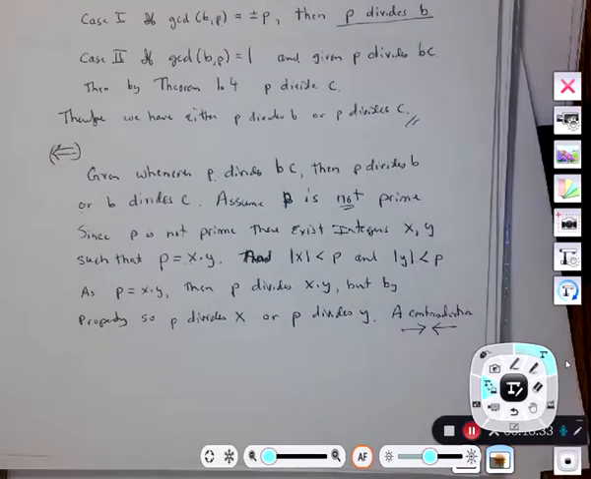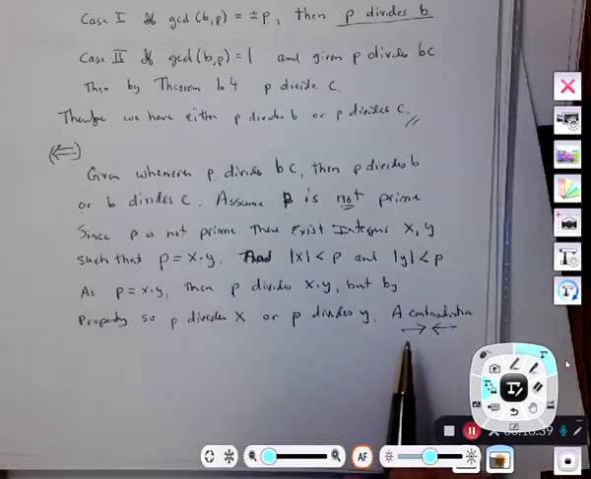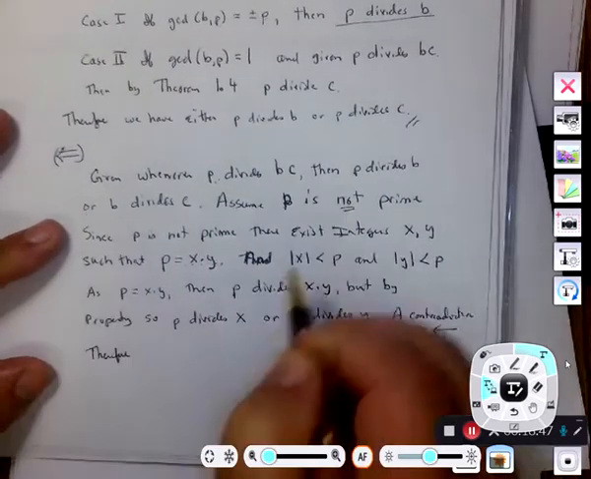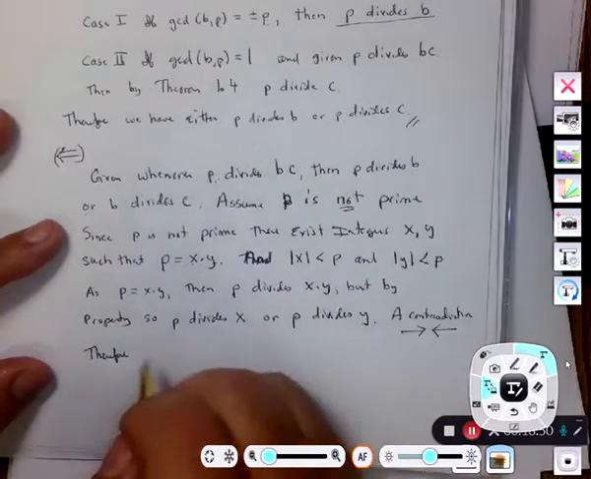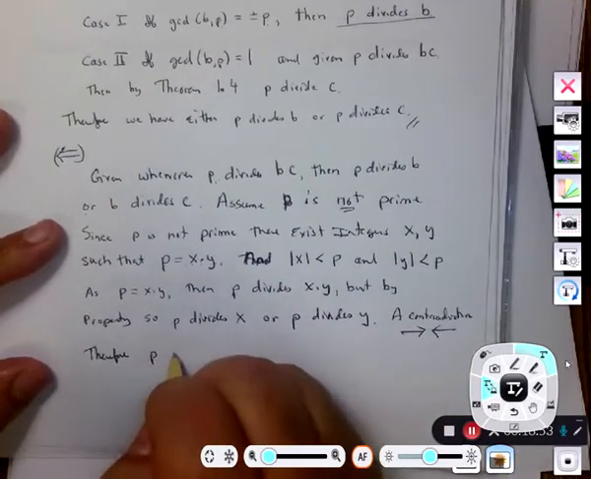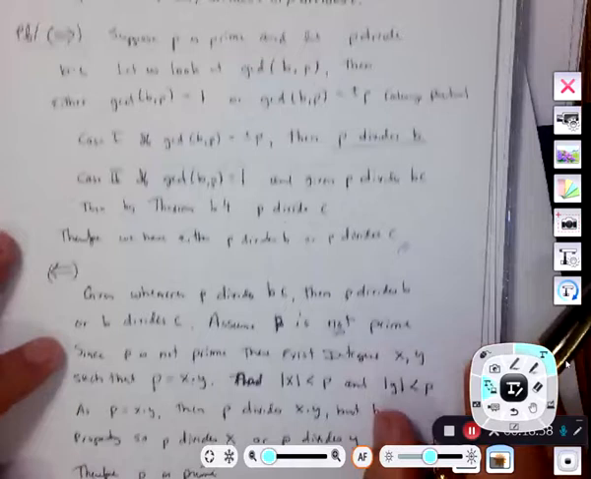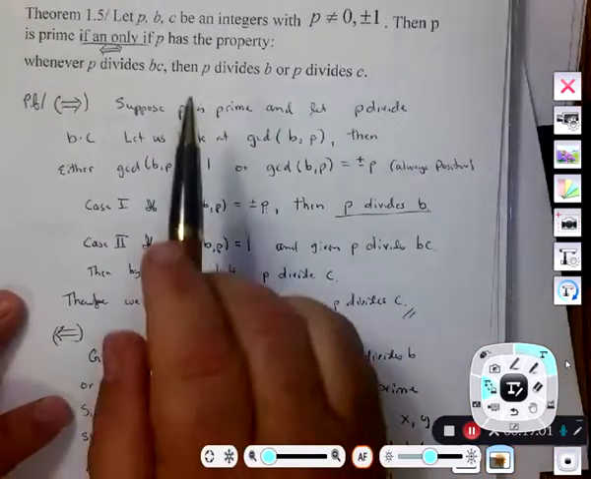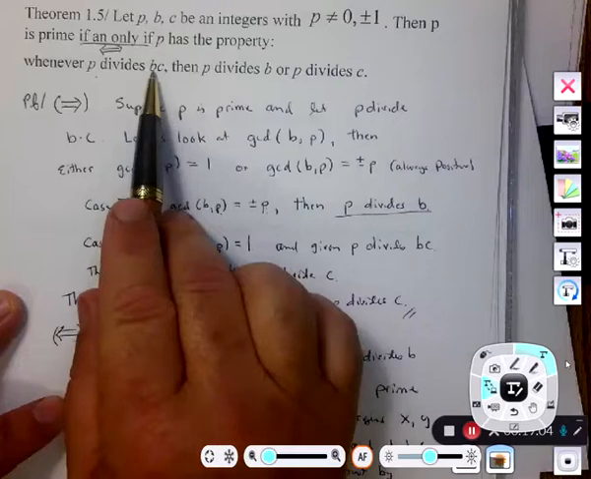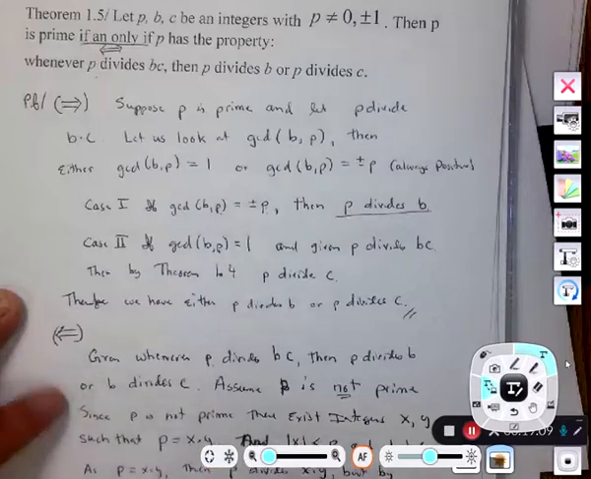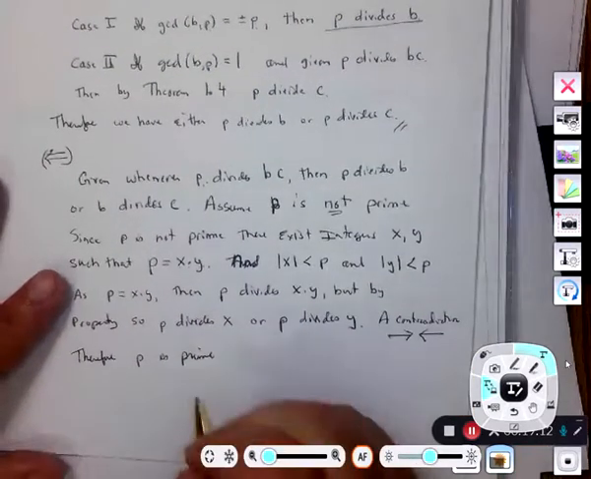So we have this, and therefore a contradiction, which means that what we assumed must be false. Therefore, what we assumed, which was P was not prime, is false. Therefore, P is prime. And that's what I wanted to show. And the secondary part up here was that I was given the second part, P divides a product, then P divides B or C, then going the other way, P had to be prime. And that pretty much ends my proof for this guy.